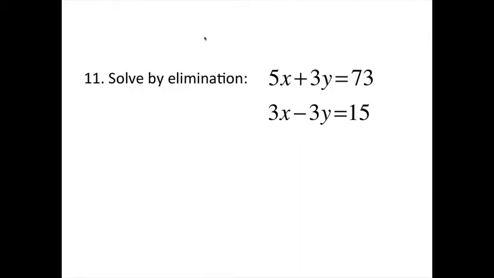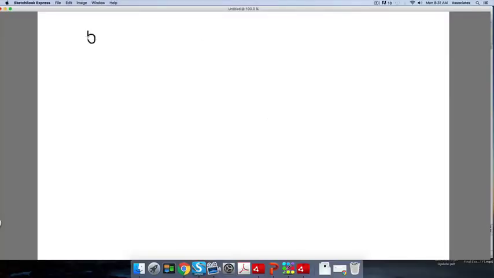And now this one wants us to solve by elimination, or some textbooks call it the addition method. So let's go ahead and go to our slate, and I have 5x plus 3y is equal to 73. I have 3x minus 3y is equal to 15. Remember, with elimination, you want them to be in the same format, where the x's are in the same spot, the y's are in the same spot, the equals are in the same spot, and the plain old numbers are in the same spot. This is good. The formats are the same.